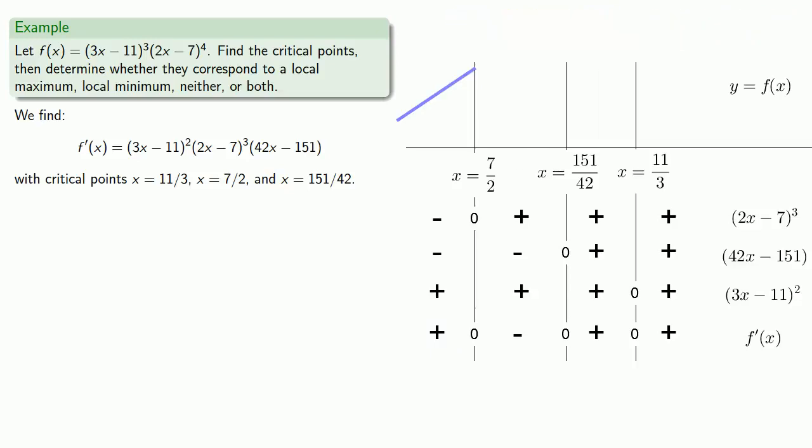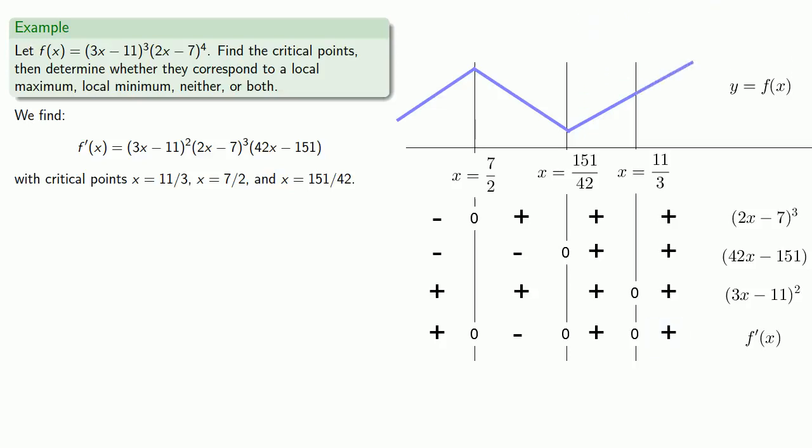In the second interval, our derivative is negative, so f of x is decreasing and our graph is falling. So the graph looks something like this. In the third interval, the derivative is positive, so the graph looks like this. And in the fourth interval, the derivative is positive, so the graph looks like this.